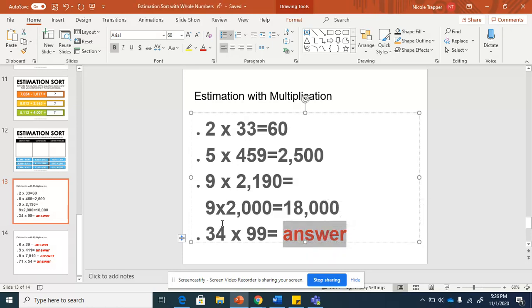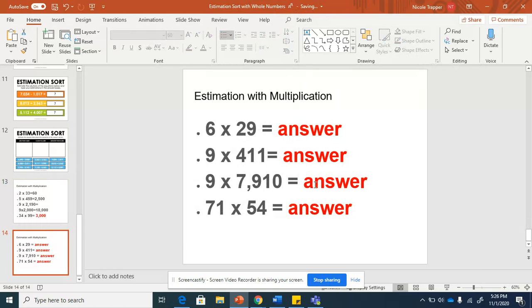This last one is a 2-digit by 2-digit number, so you're going to round both of those. So I'm going to round 34 to 30, and I'm going to round 99 to 100. So it's 30 times 100, which would be 3,000. Okay, the last one you will be doing yourself in order to be able to find these answers for the multiplication with estimation.